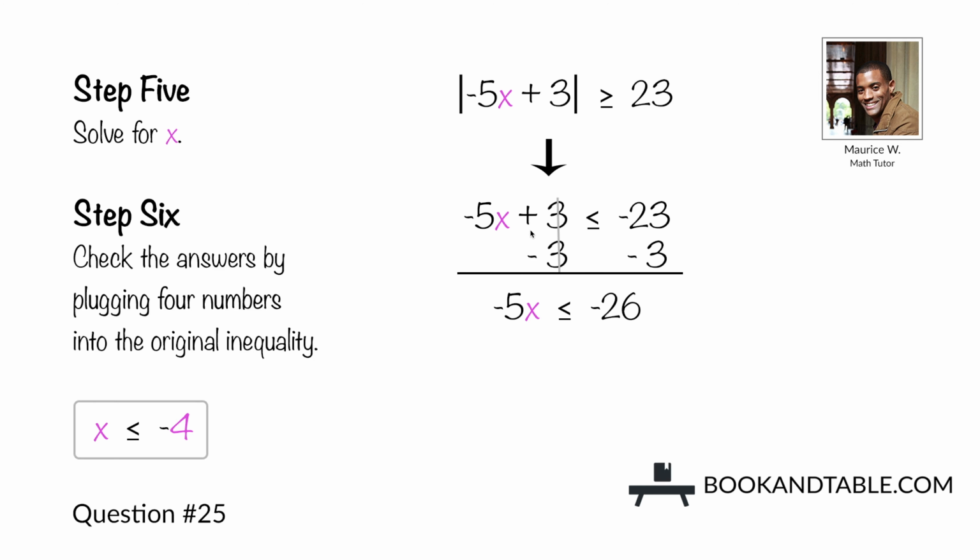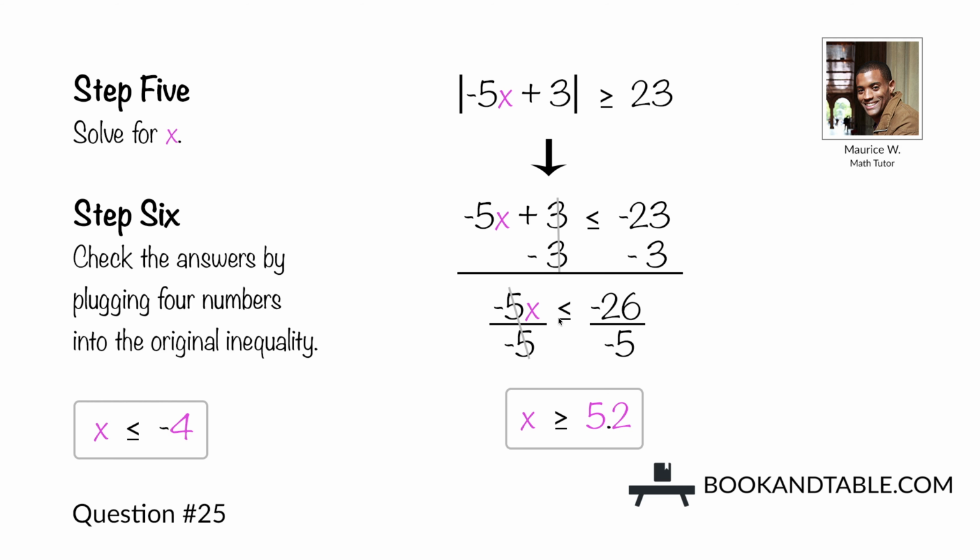So we want to get rid of the constant positive 3 by subtracting 3 from both sides, leaving you with negative 5x on the left. Negative 23 minus 3 is negative 26 on the right. To get rid of the coefficient, negative 5, we divide both sides by negative 5, leaving us with x on the left. We're dividing by negative.